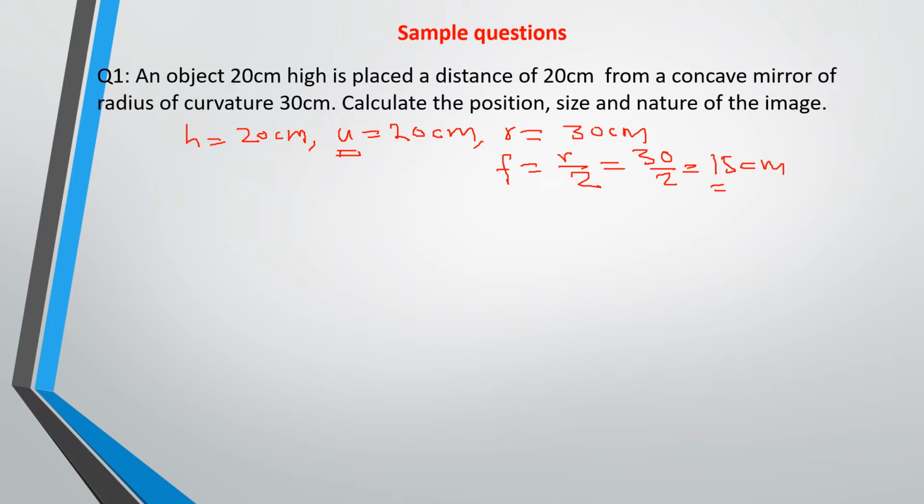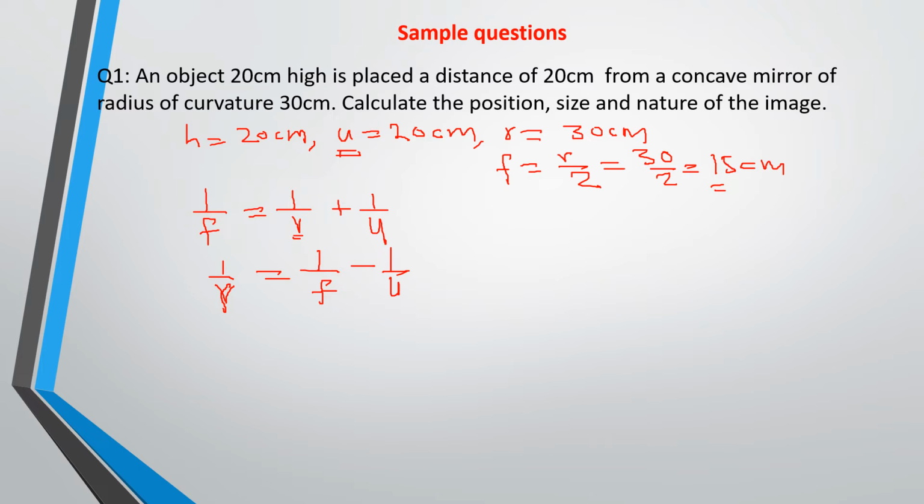So from the mirror formula, 1 over f equals 1 over v plus 1 over u. So what are we looking for? We are looking for v, which is the image distance. So we can make that the subject of the formula. So we say that 1 over v is equal to 1 over f minus 1 over u.